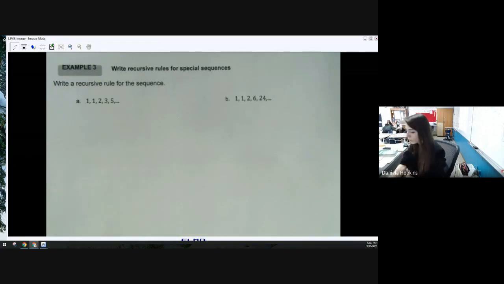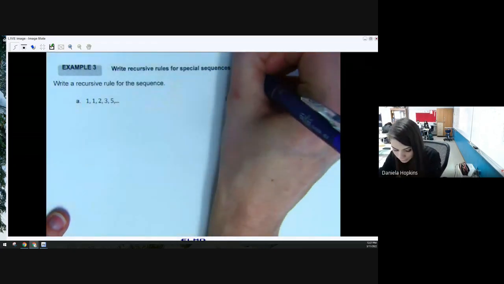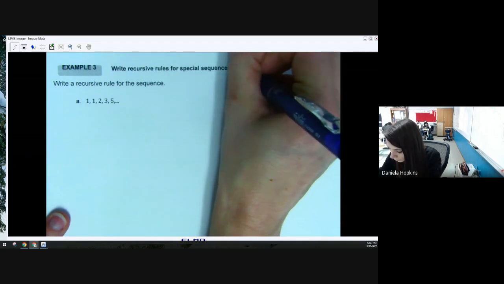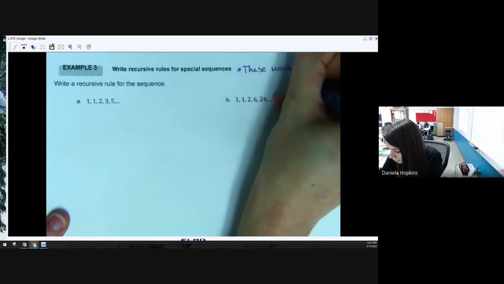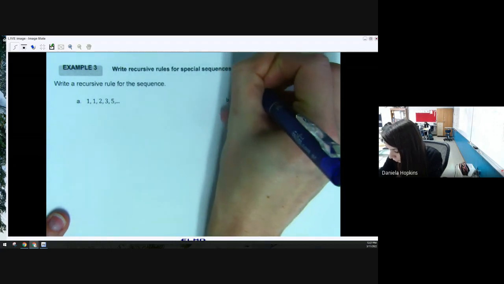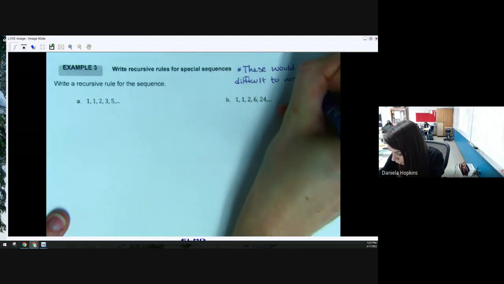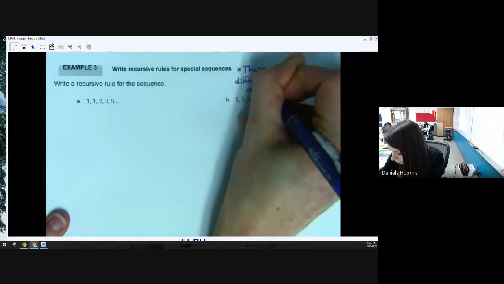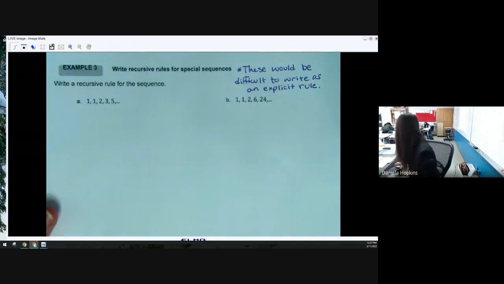It's not the only reason, but I was thinking as I was making these notes today, who cares? We already have a perfectly good way to generate sequences. Why do we need another way? Well, recursive rules are good for sequences that would be difficult to write as an explicit rule. And that's what we were doing before.